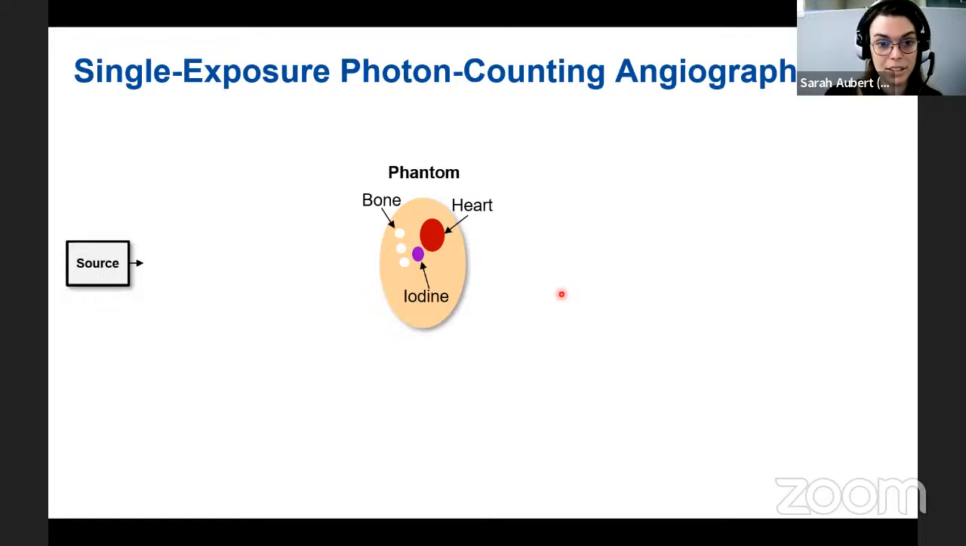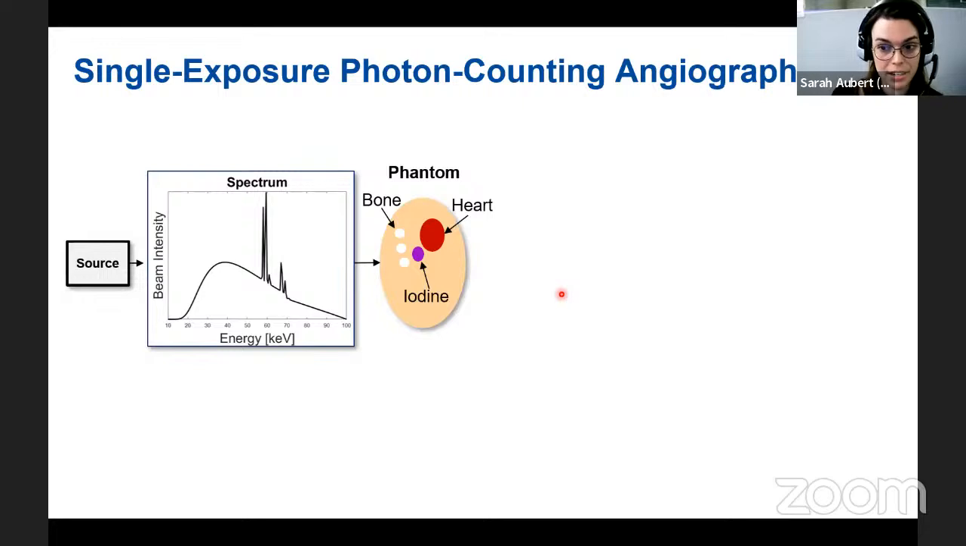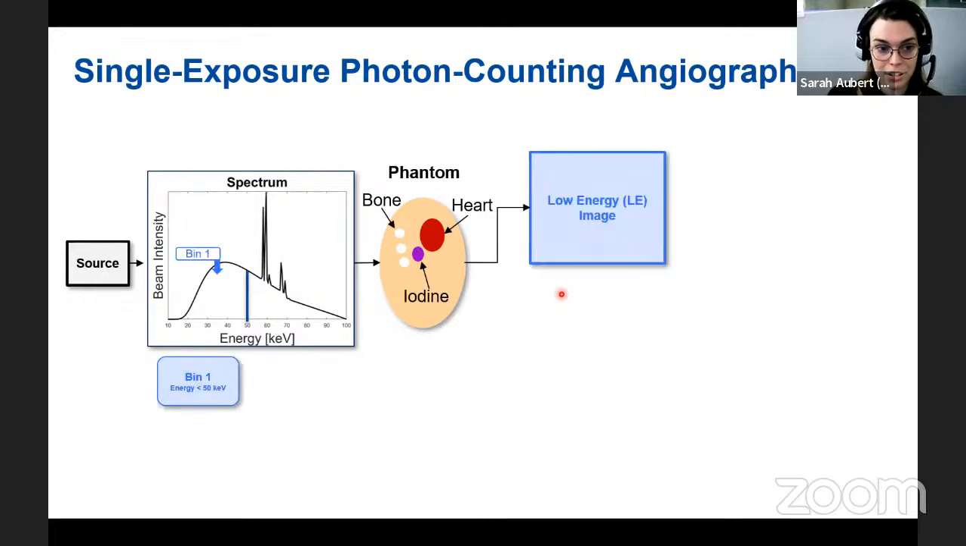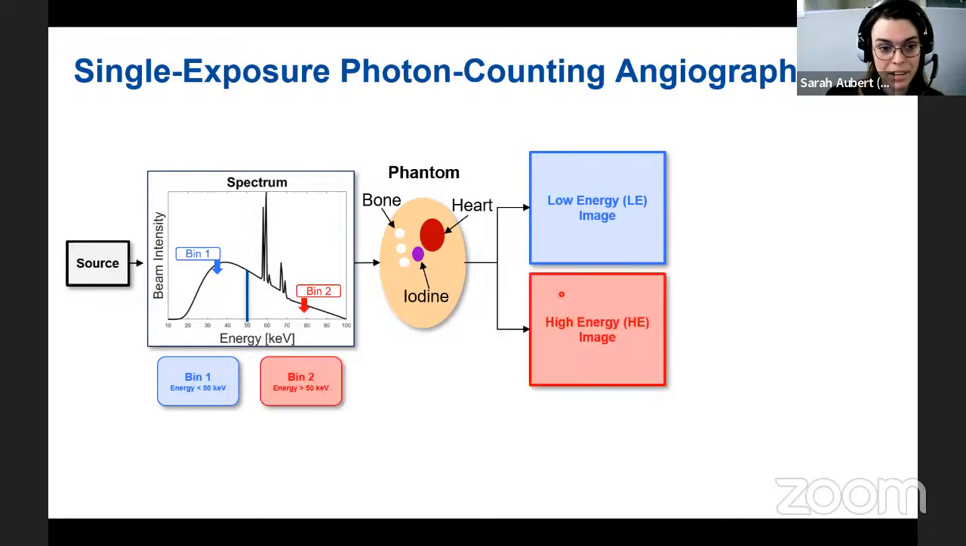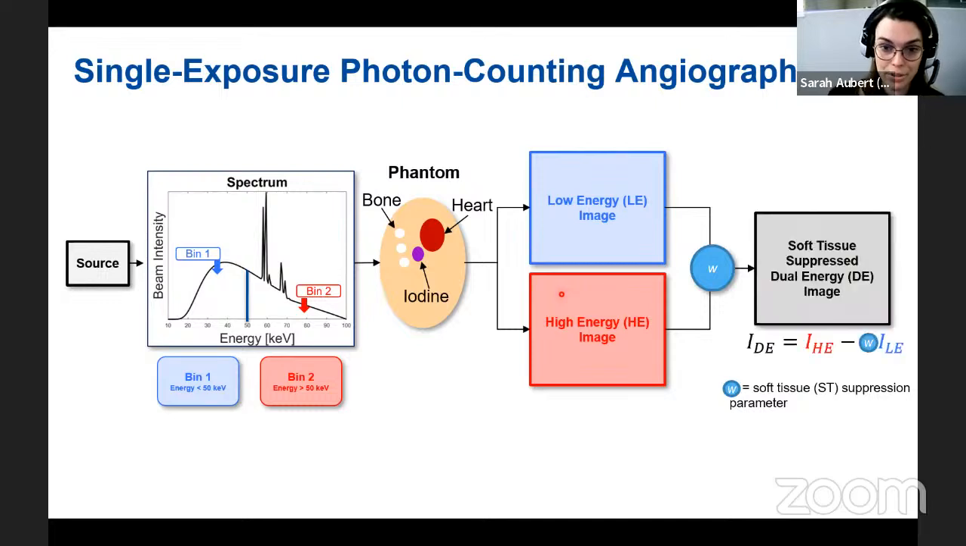This proposed single exposure photon counting technique would use a single exposure incident on our patient and use a predetermined energy threshold to distinguish between our low and our high energies. And so in this example, our low energy bin image would be any photons with an energy less than 50 keV, and our high energy image would be made of photons with energy greater than 50 keV. We could then use our low and our high energy image acquired in a single acquisition, weight them, and produce a soft tissue suppressed dual energy image.